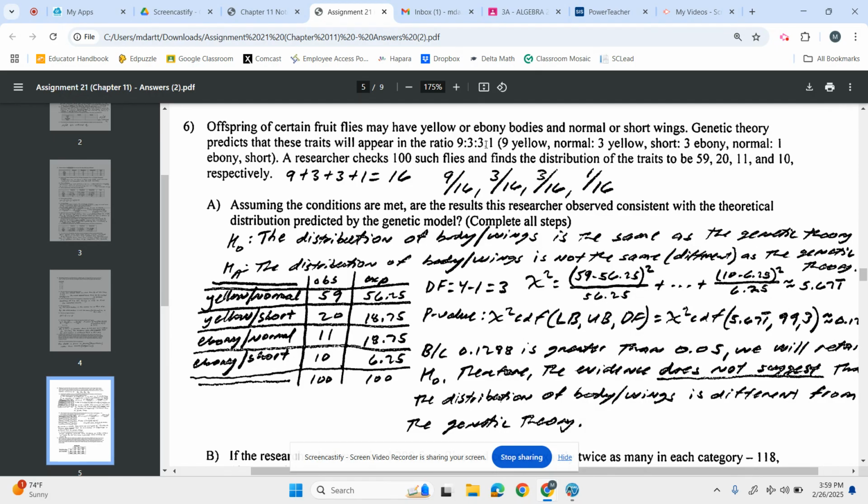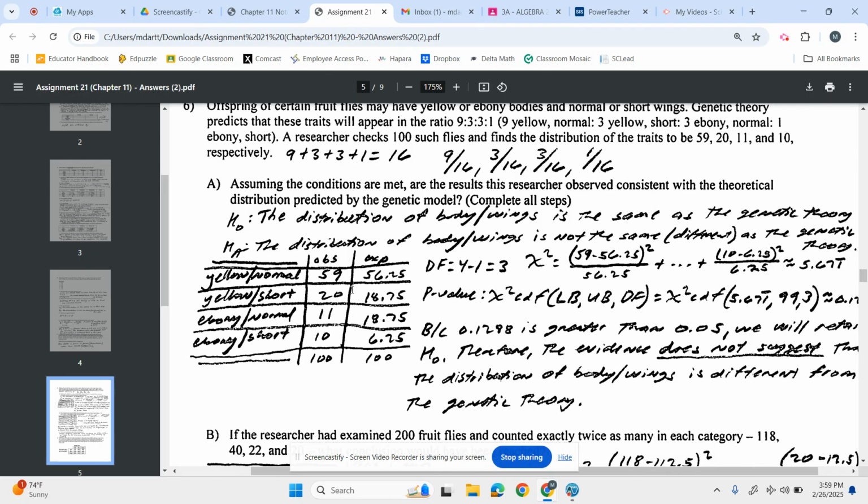Now, I gave it 9-3-3-1. If you add those numbers up, 9-3-3-1, you get 16. So if I want to find my rule, it would just be 9 out of 16, 3 out of 16, 3 out of 16, 1 out of 16. The 16 comes from the total. The 9-3-3-1 comes from the ratio. So we would expect 9 out of 16 yellow normal, 3 out of 16 yellow short, 3 out of 16 ebony normal, 1 out of 16 ebony short.